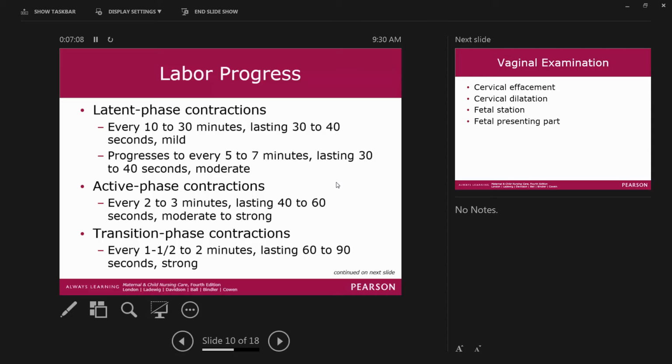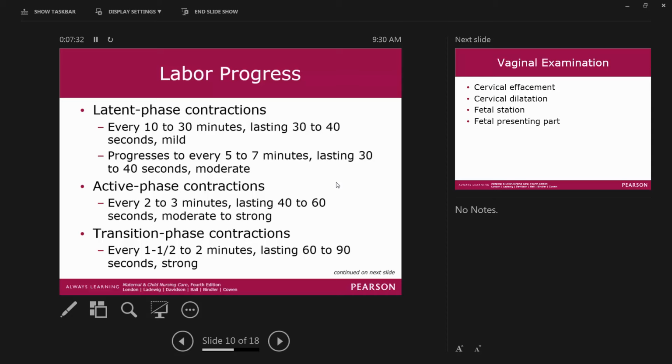Okay, so this again is about the first stage of labor, those 3 phases in the first stage of labor, okay? The latent phase is the beginning of her labor. She's not contracting very often. They're not lasting very long. She's 0 to 4 centimeters dilated.